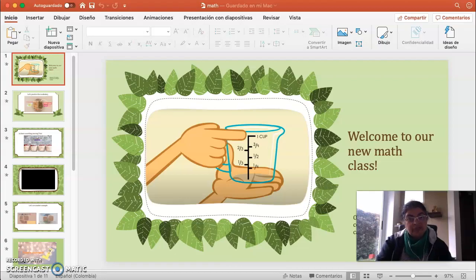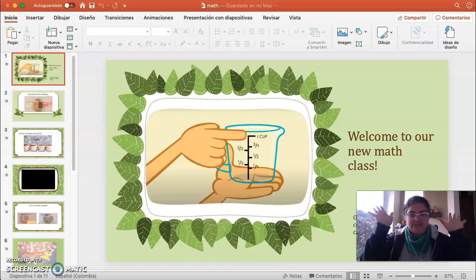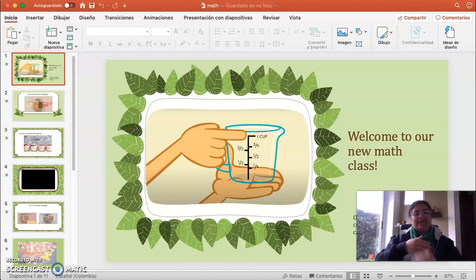The most important objective of this class is that you must be open-minded to learn different concepts and to go deeper into mathematics knowledge. Okay? Now we are going to compare containers according to their capacity. We're going to compare the containers.